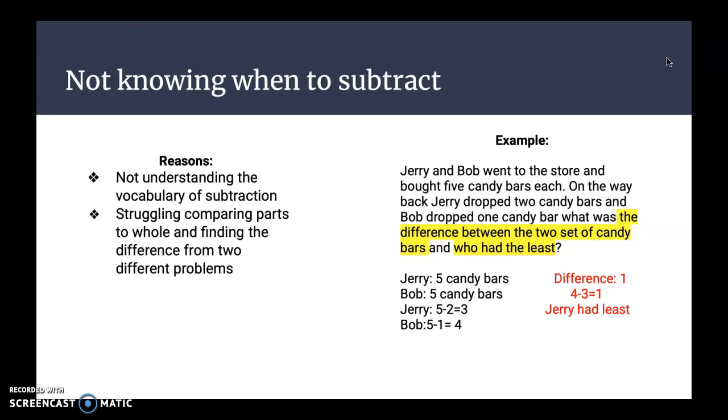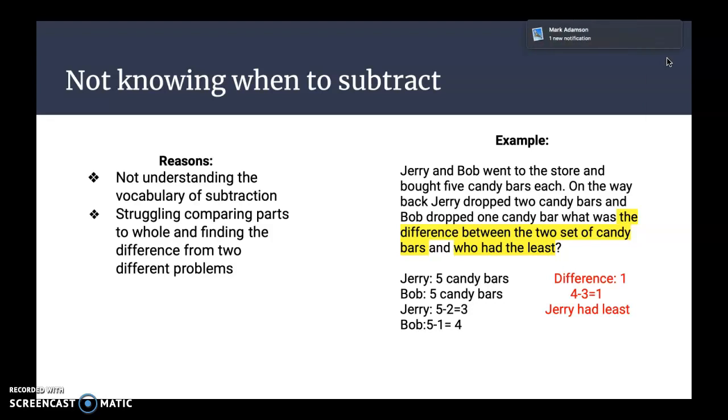This leads to the second reason of not knowing when to subtract and struggling to compare the difference between parts of the whole when comparing 2 different outcomes from the word problems. Sometimes students are confused by subtracting whole numbers because they haven't really worked through them a lot, so they get a little bit more confused. I'm going to show you an example of a word problem that deals with a part and a whole.